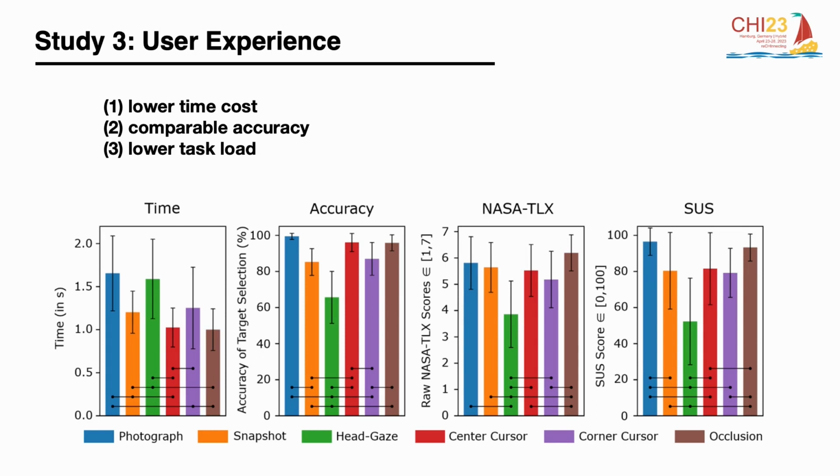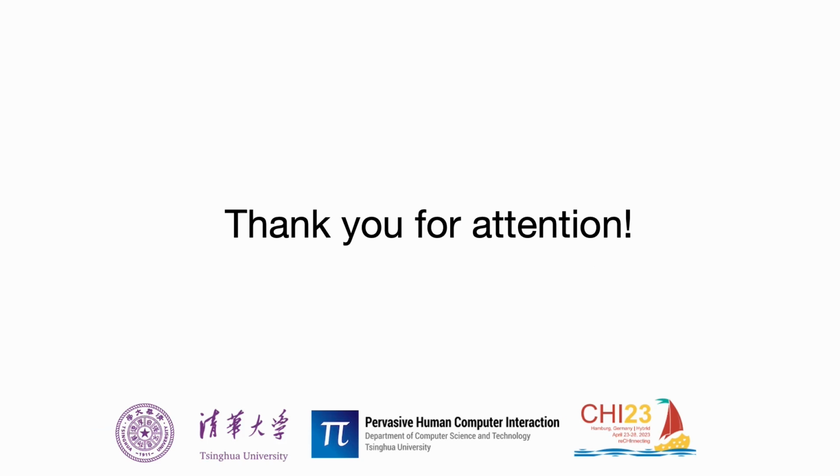The first is providing effective visual feedback so the user can confidently select the target. The second is that when there is no camera preview, it is easier to occlude the target from the user's perspective instead of pointing at the target with the phone's camera or head gaze, which shows the potential for user perspective interactions. Thank you for your attention.